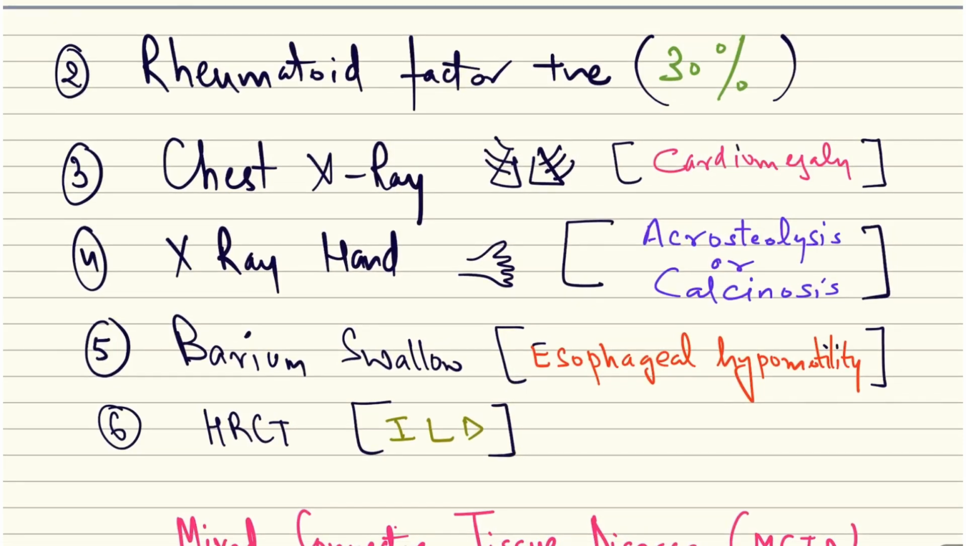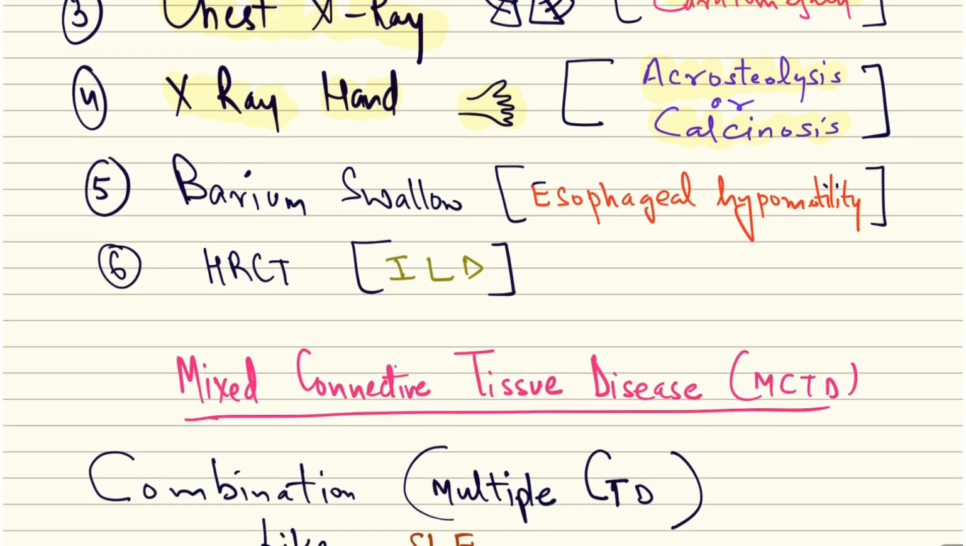Also, you will see that rheumatoid factor is positive in systemic sclerosis in 30% of the cases. You can also do a chest x-ray, and you can see cardiomegaly in these patients. Also, you can do an x-ray of the hand, where you will find acro-osteolysis and calcinosis because of the calcium deposits in the hands of systemic sclerosis patients. You can also do a barium swallow to study the esophageal motility disorders. You can also do a CT scan of the chest for detecting interstitial lung disease.